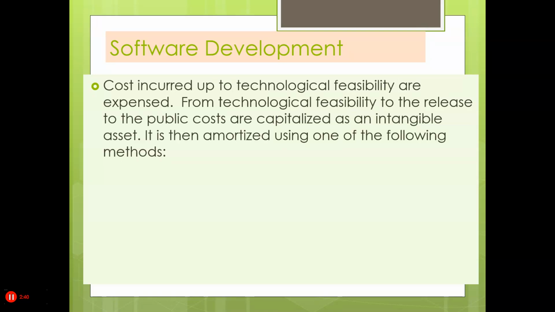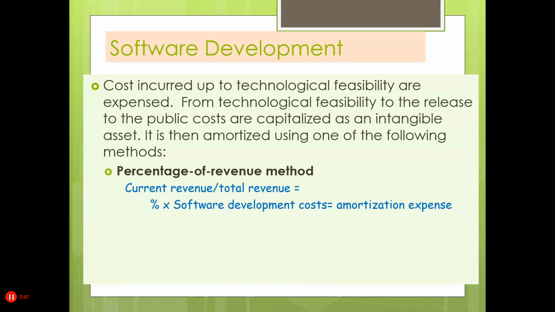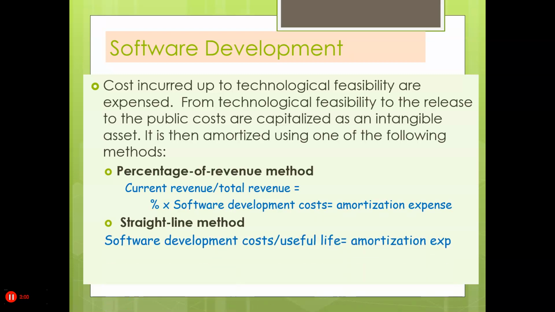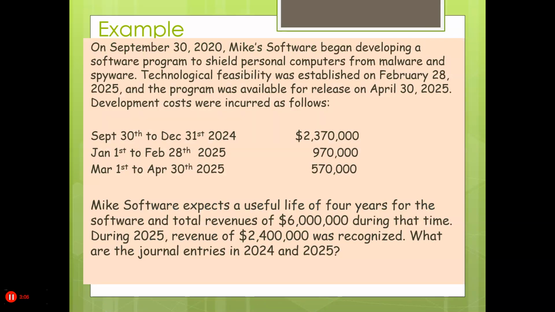What about software development? Costs incurred up to technological feasibility are expensed. Technological feasibility to the release to the public can be capitalized. And it will be amortized one of two methods, whichever gives you the highest amount, percentage of revenue or straight line. So let's take a look at an example. All right, on September 20th, we began developing a product, and we achieved technological feasibility February 28th. And the program was available for release on April 30th.